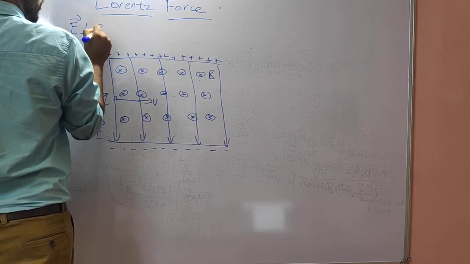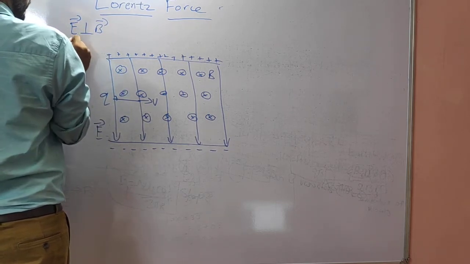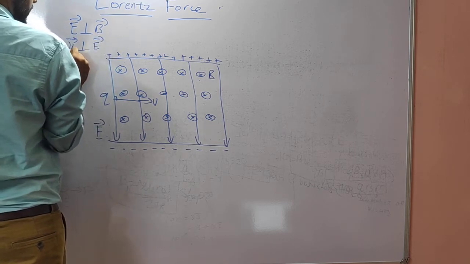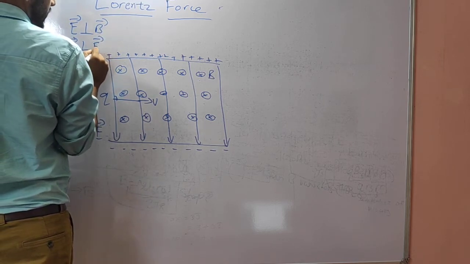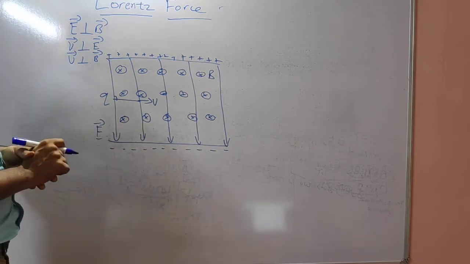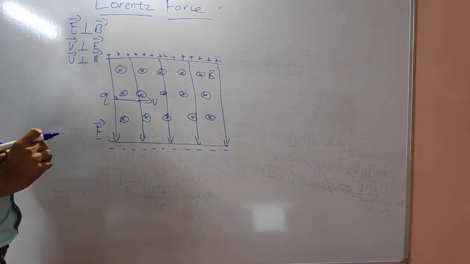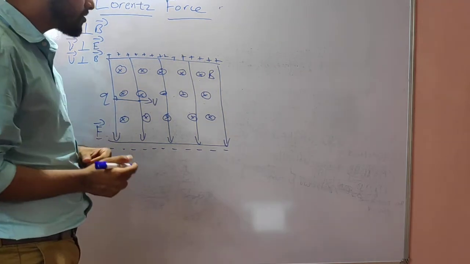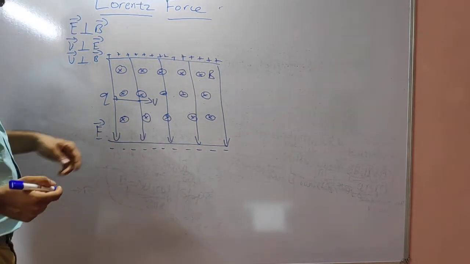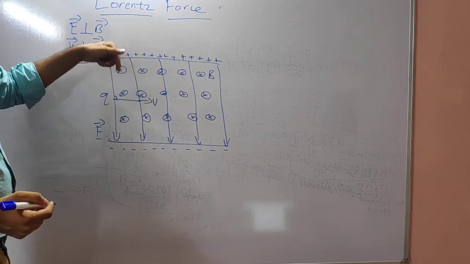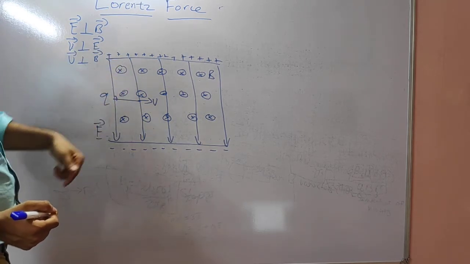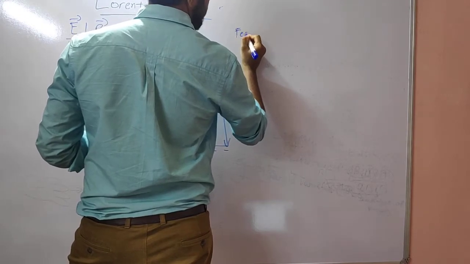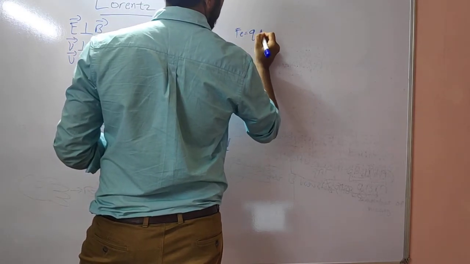E is perpendicular to B, V is perpendicular to E, that is velocity, and V is also perpendicular to B, that is to magnetic field. Now if you want to see what is the Lorentz force on this, or the net force on it, what is the direction of both the forces, we'll check. The force of electrostatic will be in the downward direction. Electrostatic force will be in downward direction, that will be Fe is equals to QE.